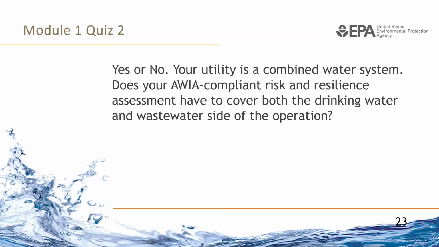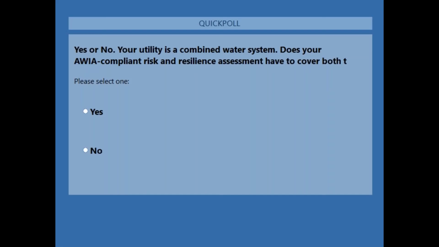Another question, yes or no? Your utility is a combined water system. Does your AWIA compliant risk assessment have to cover both the drinking water and the wastewater side of the operation? It looks like 76% of attendees said no, 24% of you all said yes. So the correct answer to this question is no. AWIA requirements only apply to drinking water, not wastewater. So a combined system would only need to cover the drinking water portion of their operation.